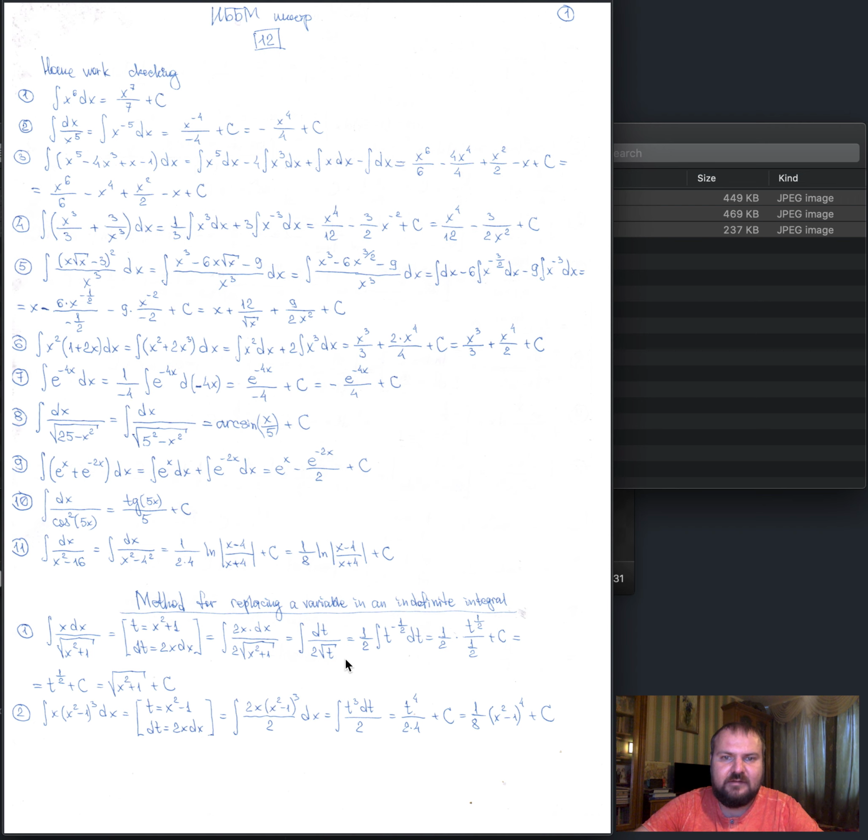So here I write this. It would be the integral of t cubed dt divided by 2. We find this integral in terms of t. It would be t to the 4th divided by 8. And we make the inverse replacing. We change t to the x expression, and it would be 1 by 8, x squared minus 1 to the power 4 plus a constant.